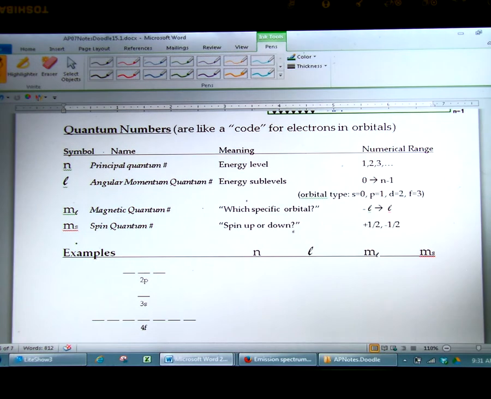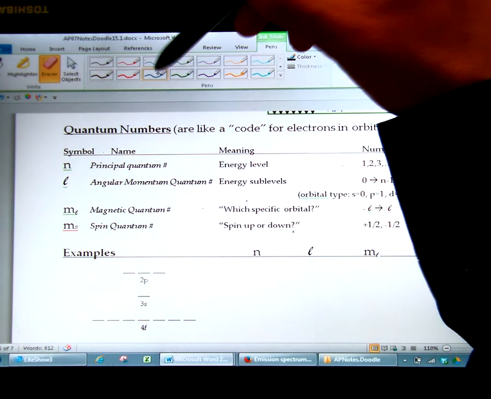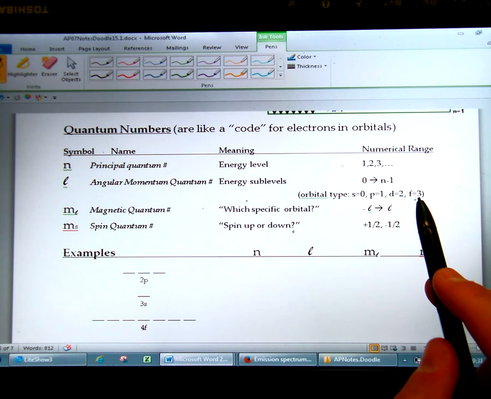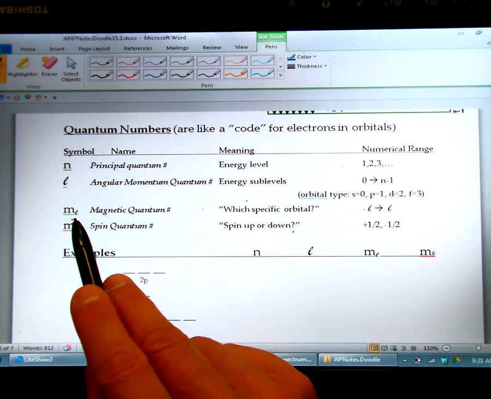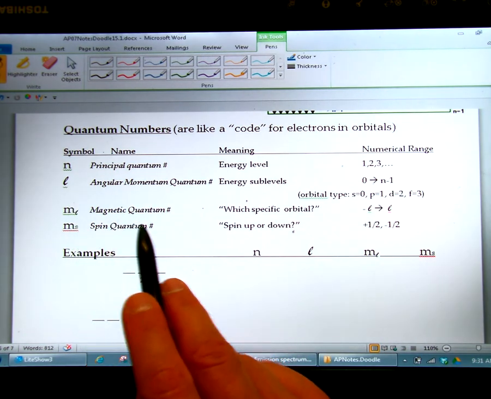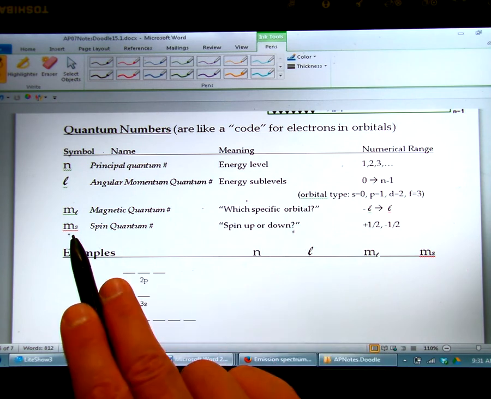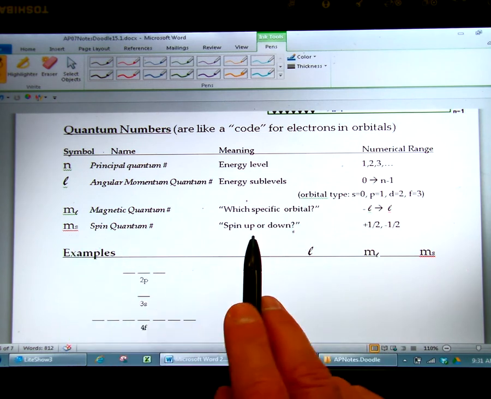N is the principal quantum number. The principal quantum number tells you the energy level. L is the angular momentum quantum number. That tells you which sublevel. Is it an S, a P, a D, or an F? So you could see right here where S is 0, P is 1, D is 2, F is 3 for L. M sub L is called the magnetic quantum number, which is like which specific orbital is it? And M sub S is the spin, whether it's spinning up or down, plus or minus 1/2.